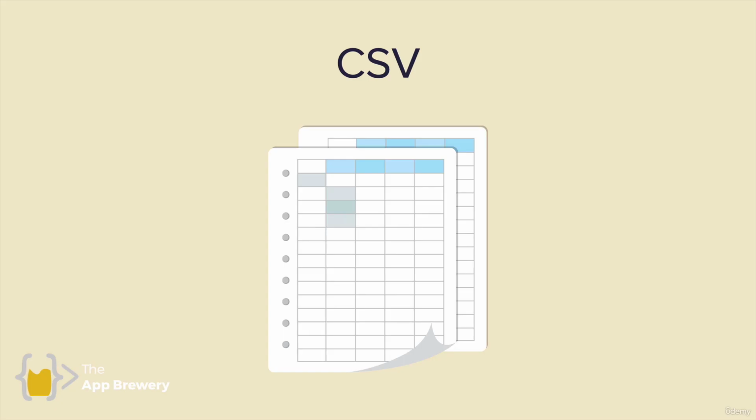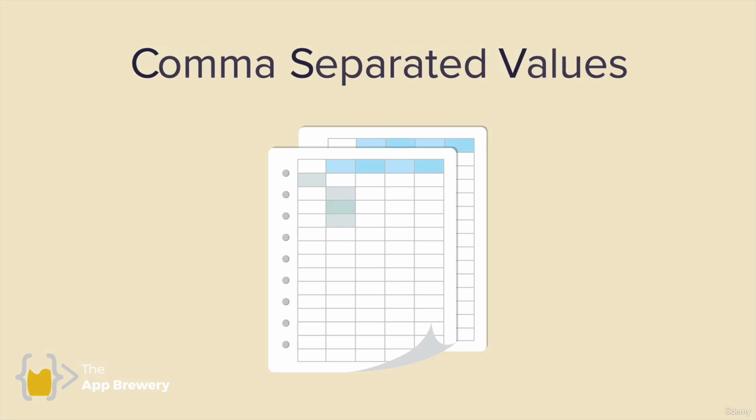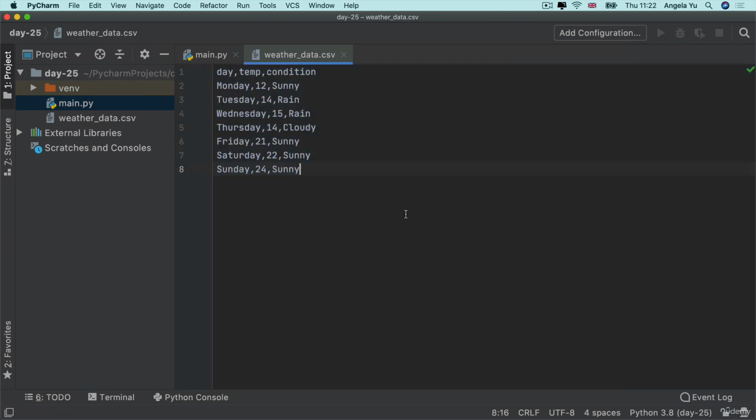Now CSVs are a very common way of representing tabular data, so data that fits into tables, like a spreadsheet. And CSV, as you've already seen, stands for comma separated values. So that's why when you look at the data, you can see each row here is a single set of data, and each piece of data is separated by a comma without space.